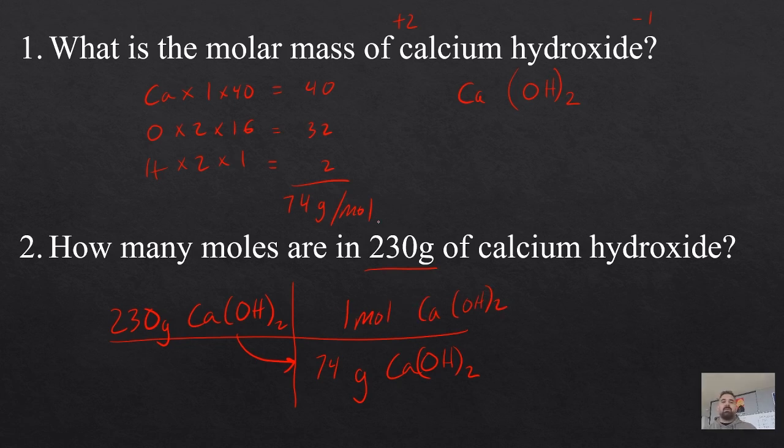And that's it. So in your calculator, let's do 230 divided by 74, and then you should get 3.11. And what's our unit going to be? Moles of what? Calcium hydroxide. And then box that up. There's your answer. All right, so this is what we did last semester. Let's keep moving.